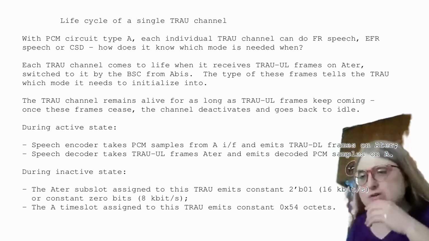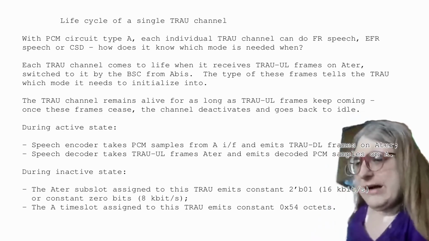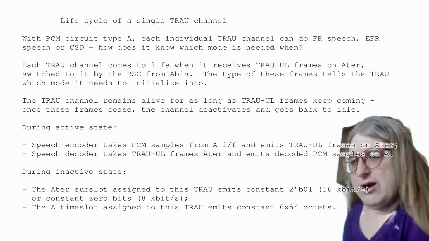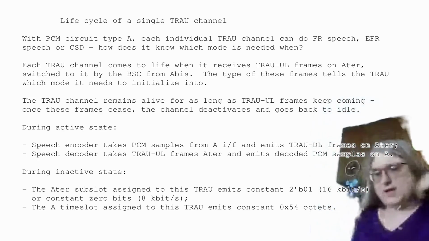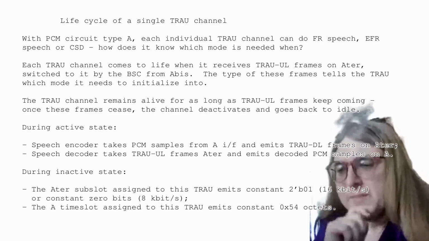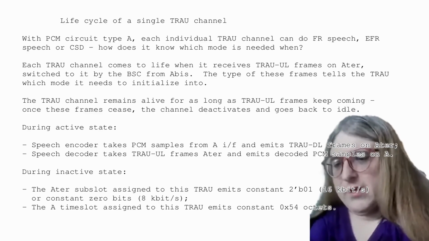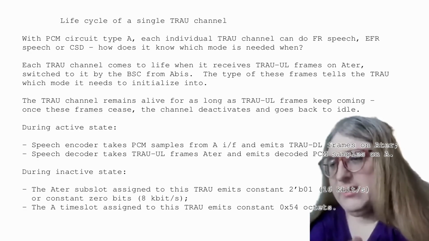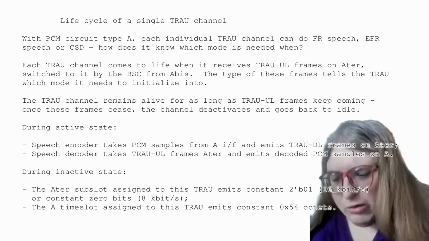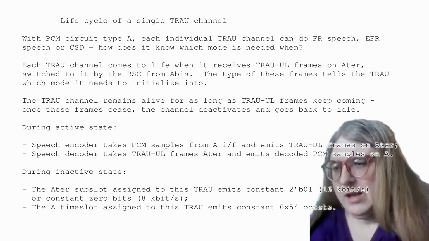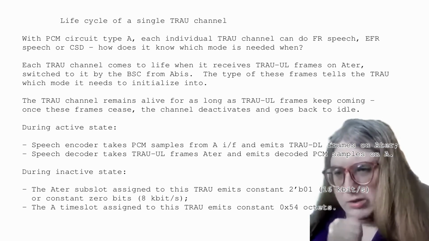So there is no signaling on any kind of control channel from the BSC. There's no 'Okay, TRAU, right now I want you to be FR,' or 'Okay, TRAU, right now I want you to be EFR or CSD.' There's none of that. It all happens automatically in-band. So when the uplink frames start coming in from the BTS, switched through the BSC, coming into the TRAU, the TRAU looks at the frame type, and from the frame type it determines what mode it needs to be in.